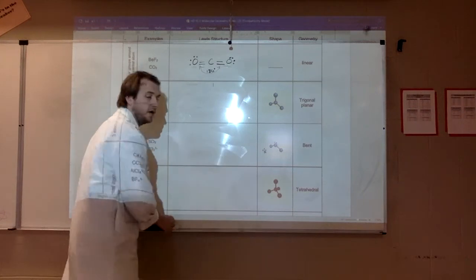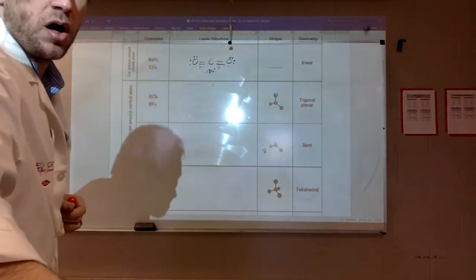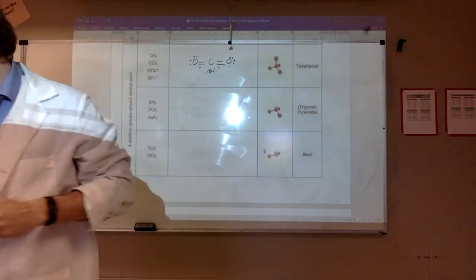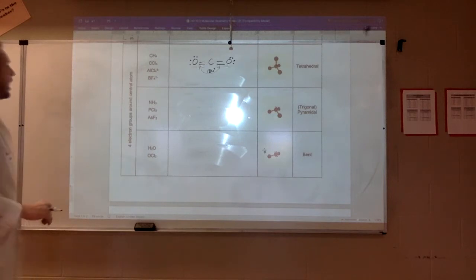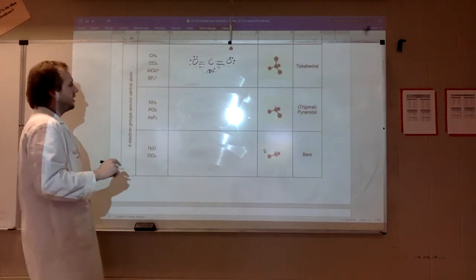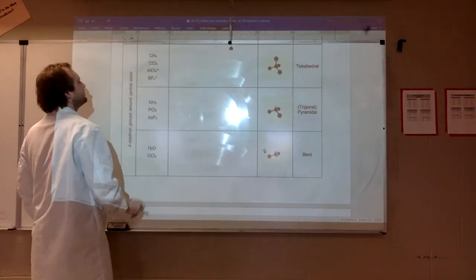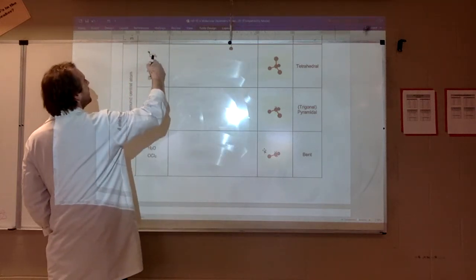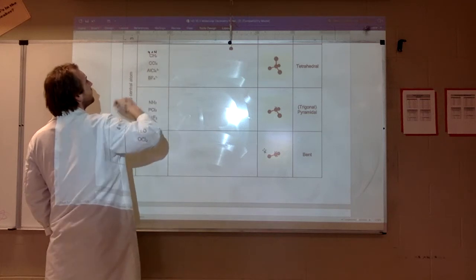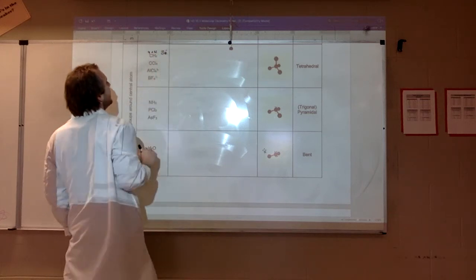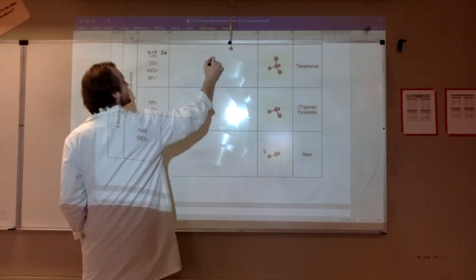Cool. Let's take a look at one of our tetrahedrals. Come on back here. Let's do methane, sure. Methane, carbon's got 4, each hydrogen's got 1 for a total of 4 for 8 electrons total. This one's going to fall in place pretty quickly.